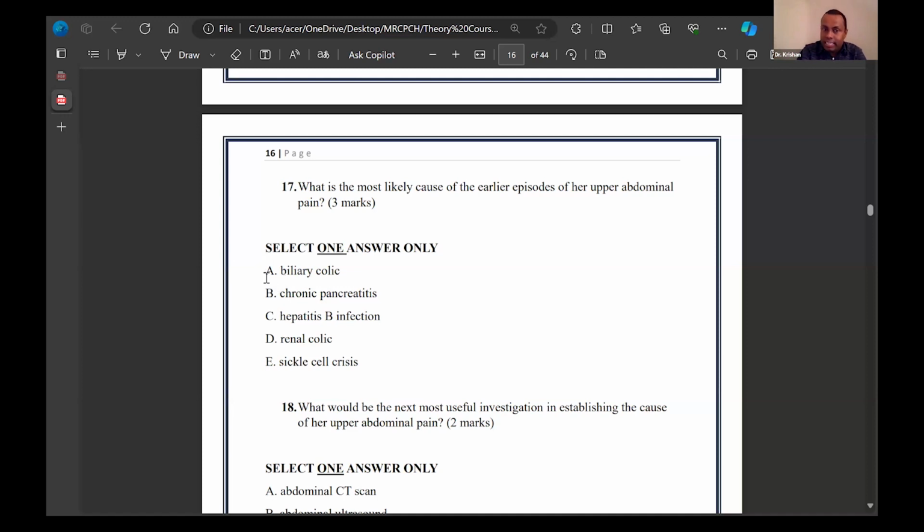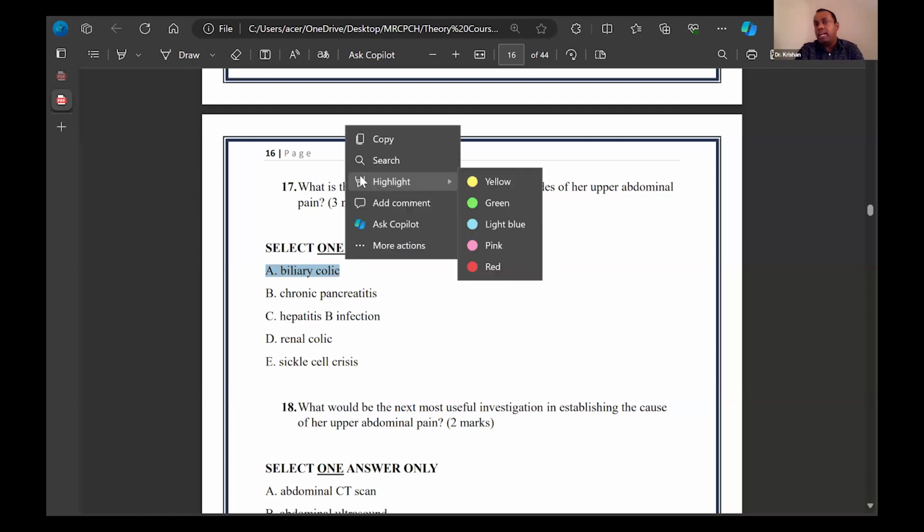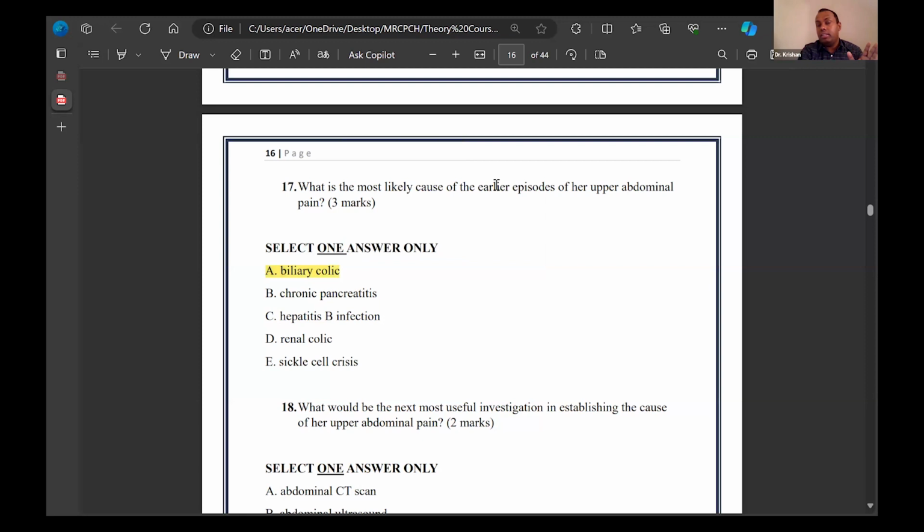So what is tested here is, as a registrar working in a busy pediatric ward in the day assessment unit, if you get a sickle cell anemia child with colicky abdominal pain located in the upper quadrant, does biliary colic come as the first possibility into our mind? That is simply what is tested, right?